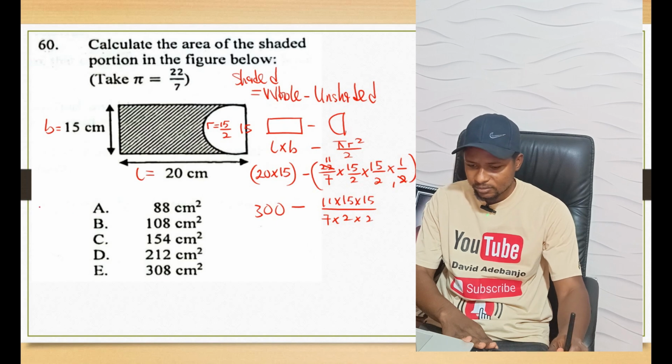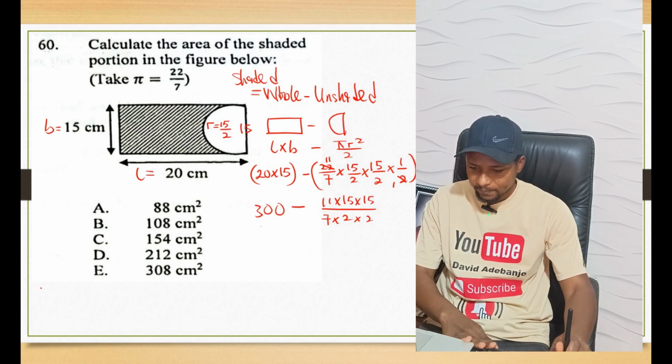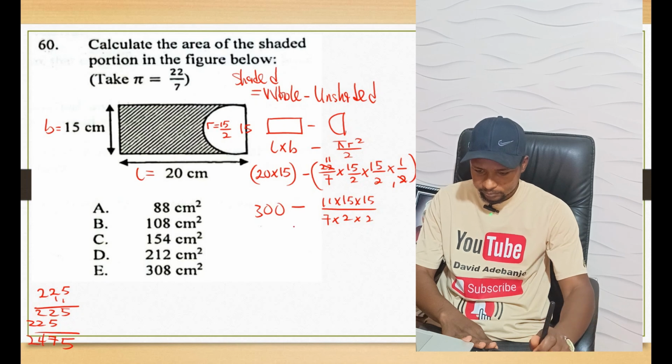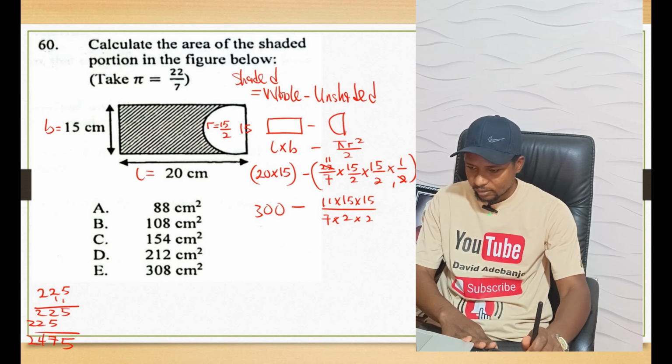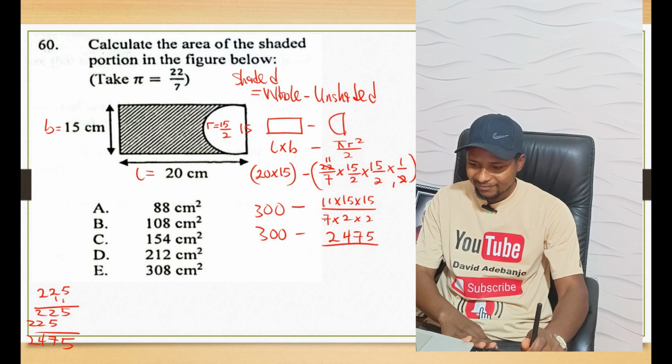All right, so we need to find what is 11 times 15 times 15. 15 times 15 is 225, right? So let's write 225 times 11. That'll give you 5, 2, 2, 5, 2, 2. And that'll give you 5, 7, 4, and 2. I believe we're together. So that is what you get at the top. So you have 300 minus 2,475 over 7 times 2, 14 times 2, 28.